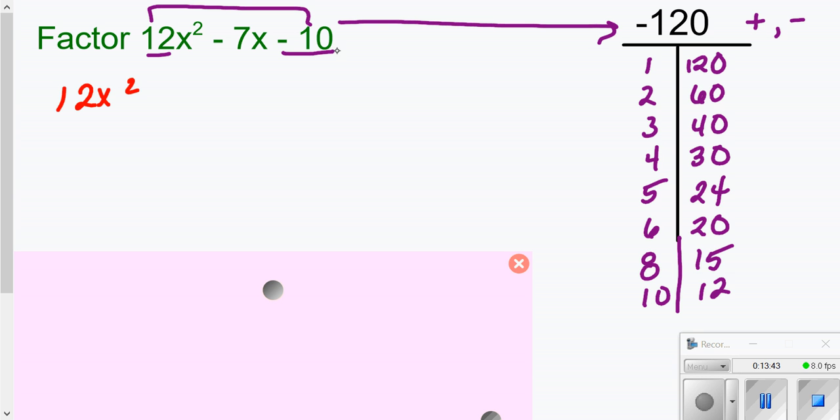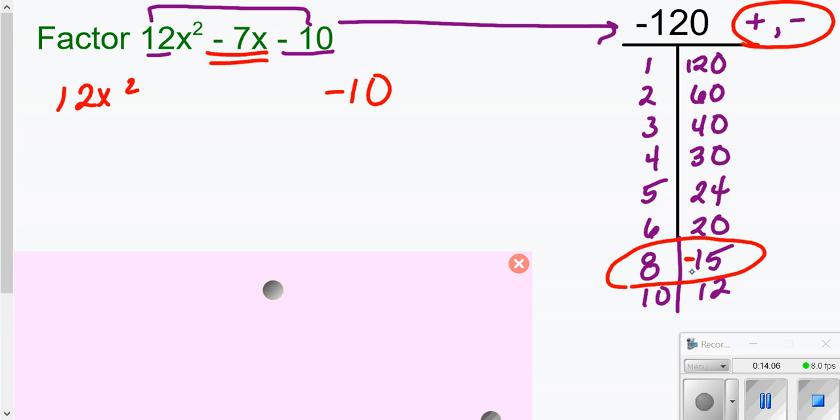Now, again, to determine the pair that I really need, I'm going to come over here to my question, and I know I'm going to keep the 12x squared as is. I'm going to keep the negative 10 as is. I'm splitting negative 7x into two pieces. And so I want two numbers from this list, one positive, one negative, that when added together make negative 7. And so that's going to be this pair, if I make the 15 the negative and the 8 the positive. Those two things together add up to negative 7. So I'm going to write over here positive 8x minus 15x. It actually will work no matter what order you put those two terms in, just so you're aware of that.